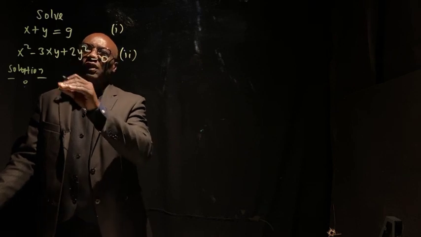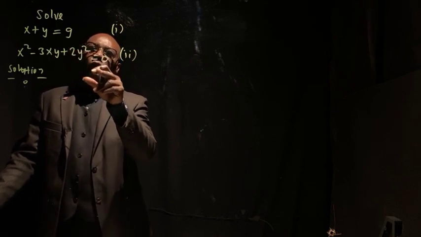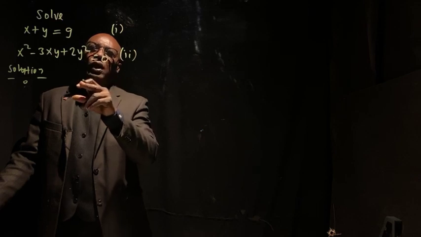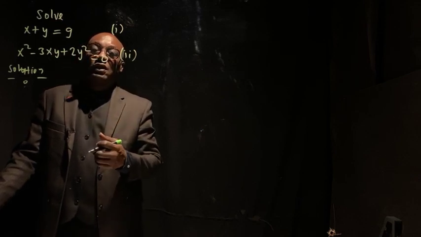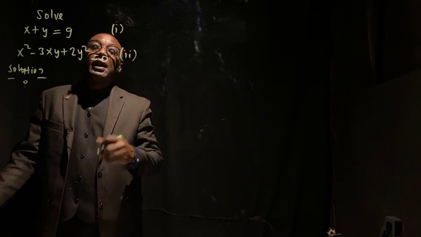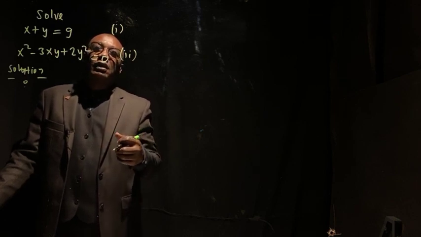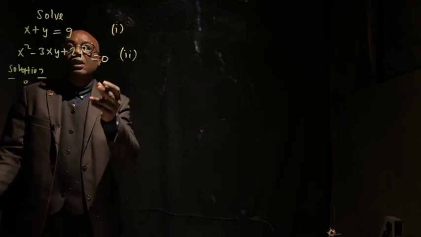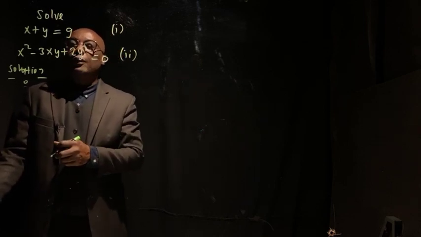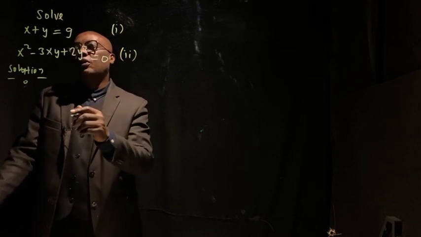But the most important thing is that the question says to solve the simultaneous equation. We want to know where the points of intersection are. That's the only thing we want to know, and then we will take the analysis further in later explanation. So in the meantime, let us bank the solution of it.